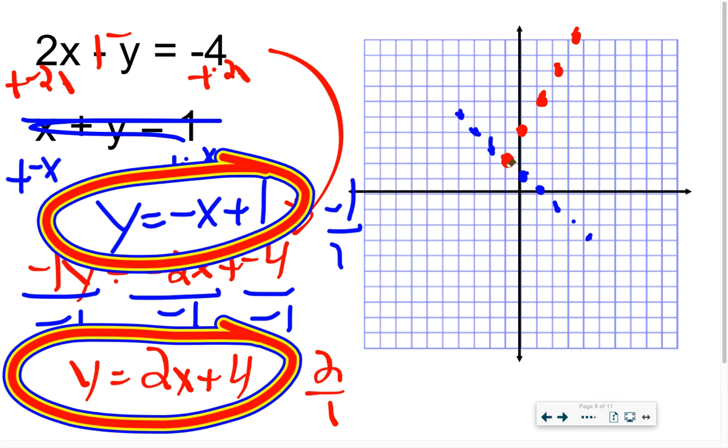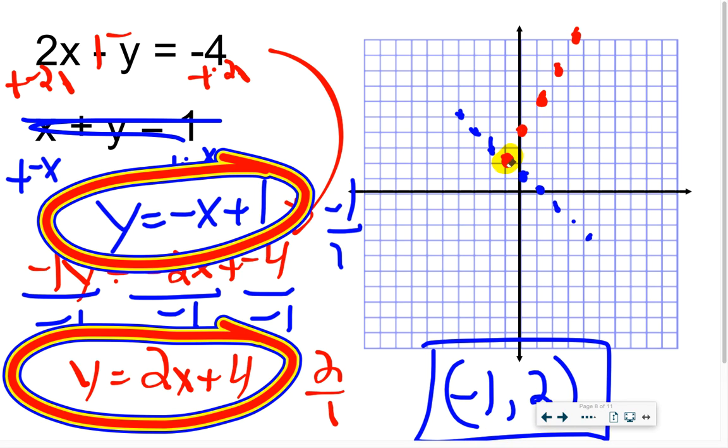Oh, that is so convenient. There it is, our point of intersection. Be very careful that you get that one right when you write it down. It would be negative 1, positive 2. And for time's sake, on note purposes, I am not going to check that into the problem, but you can just plug it in. So you just do that very quickly.